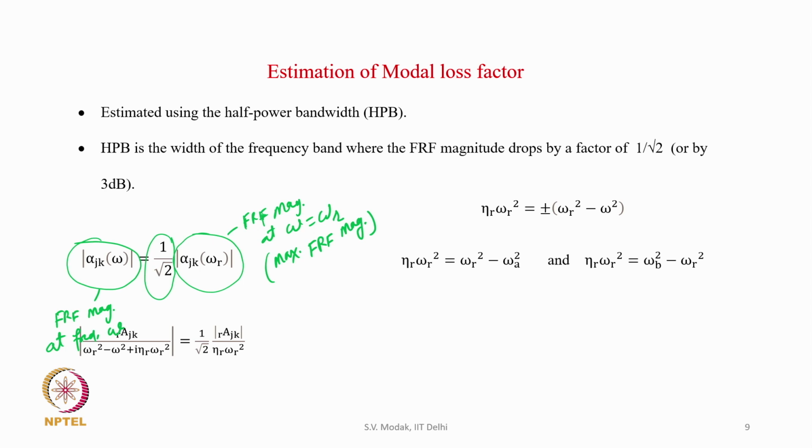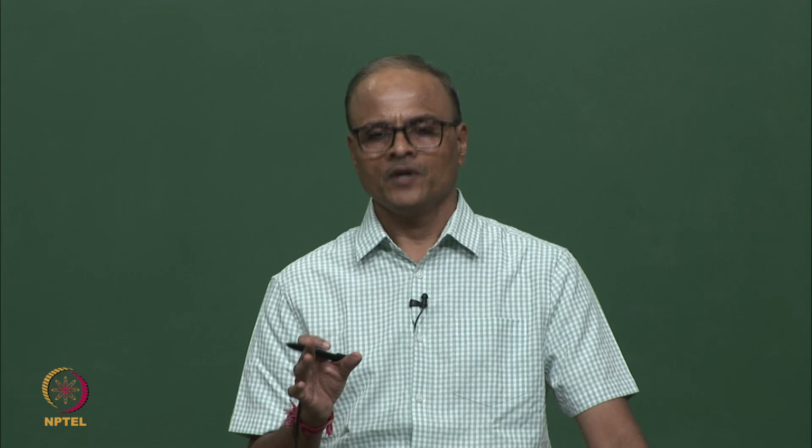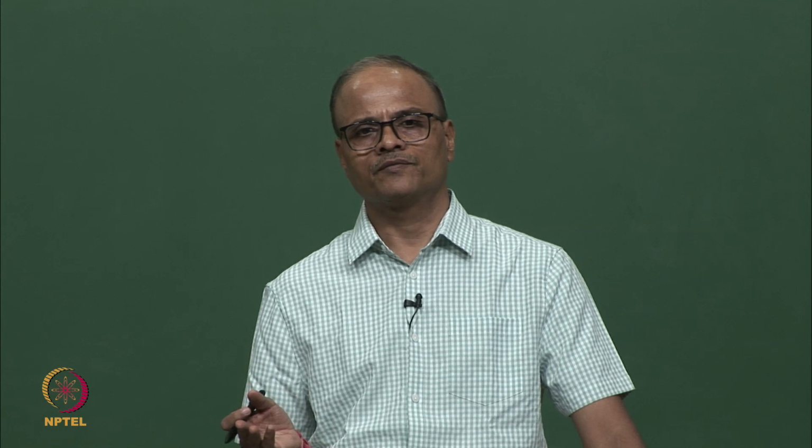So, we can write these expressions, and then if we assume that the natural frequency omega r is roughly the average of the half power points omega a and omega b, and if you substitute this expression in the previous expression, then we get this result, that eta r is equal to omega b minus omega a upon omega r. Here omega b minus omega a is the half power bandwidth. It is the width of the frequency band where the FRF magnitude drops by a factor of 1 by root 2. Therefore, if we can determine half power points from the measured FRF, then using this expression we can determine the modal loss factor.